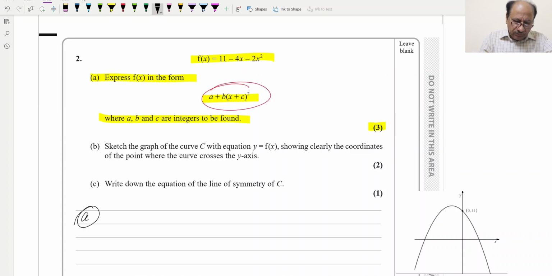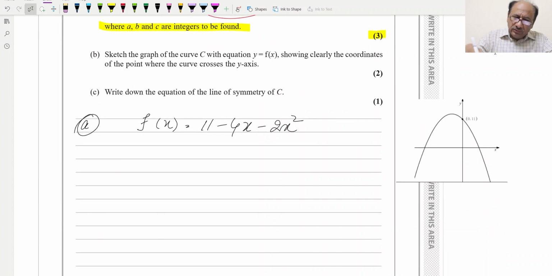So we can write the question f of x is equal to 11 minus 4x minus 2x squared. First of all, I just want to mention that this is not part of the question. I have inserted it for your explanation for the B part. I will just explain in a while.